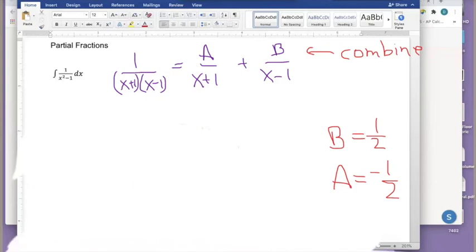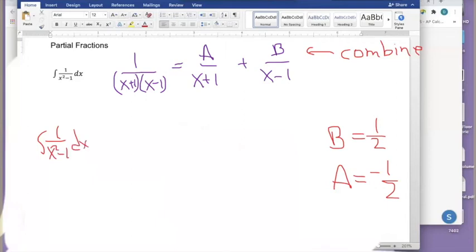And so we haven't done any calculus yet. So where we go with this is the integral of 1 over x squared minus 1 dx. We've now broken it apart with what's called partial fraction decomposition, I think is the technical word. We've got the integral of -1/2 over x plus 1 plus positive 1/2 over x minus 1, and that's dx.